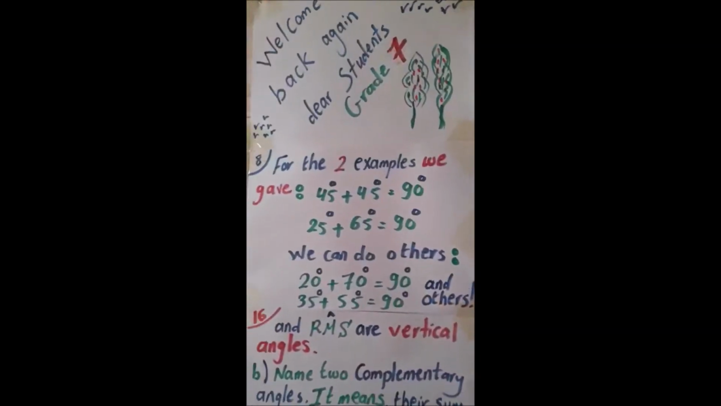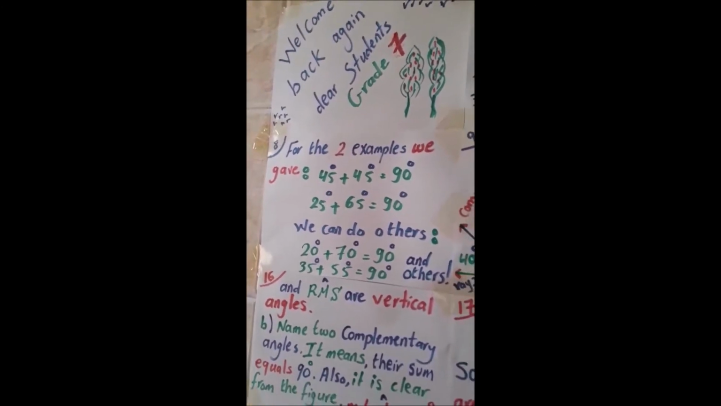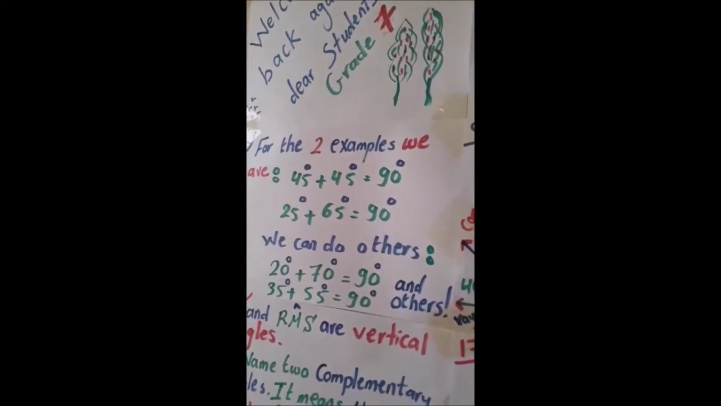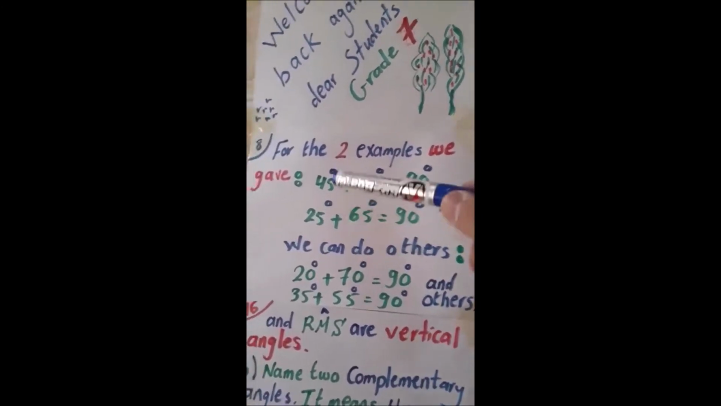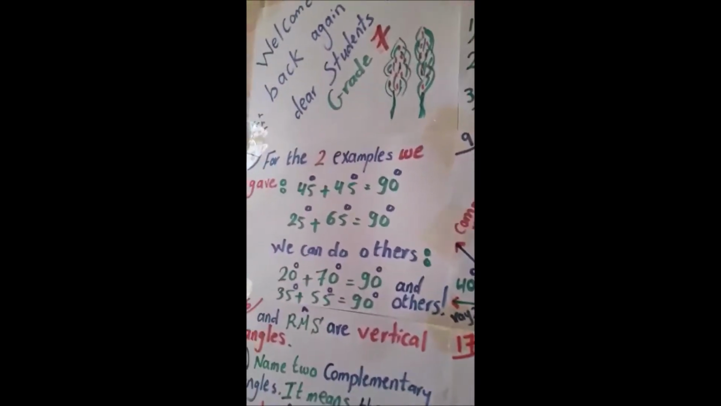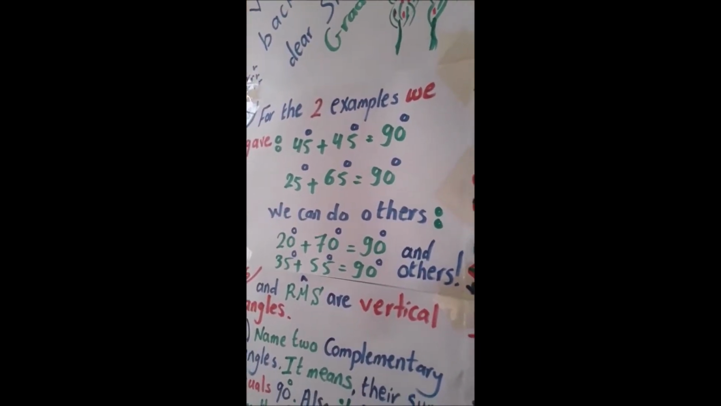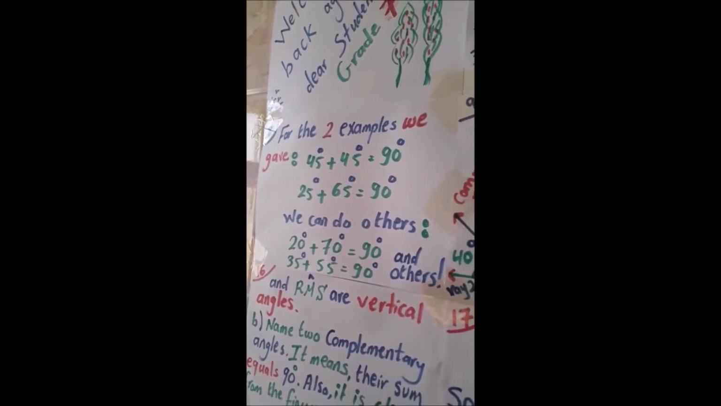So here it says that for the two examples we gave, 45 plus 45 is 90, or 25 plus 65, you will get 90. From this, we know that this pair of two angles is complementary angles. And you can do the others. Maybe you will say, Mr., 20 and 70, again, we will get 90. Or 35 with 55, we will get 90. And many others you can do.